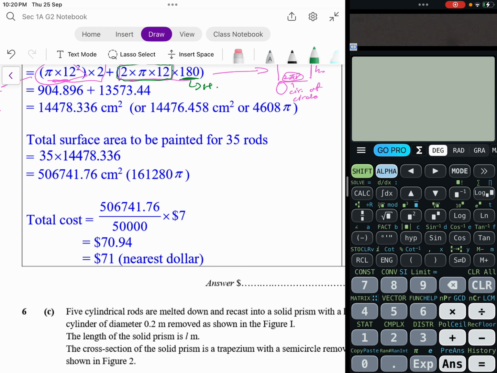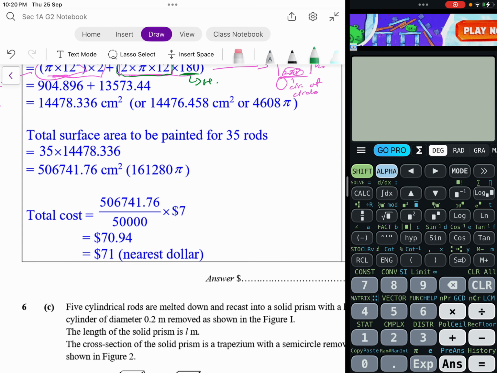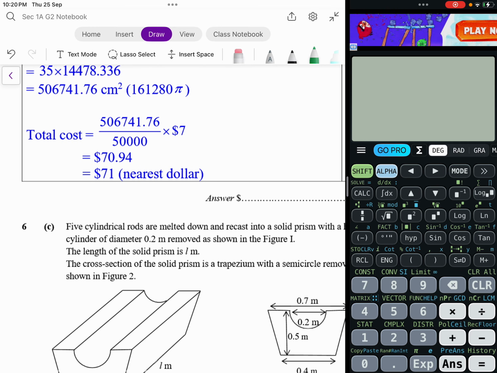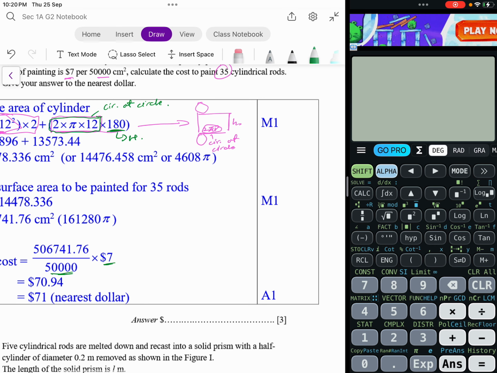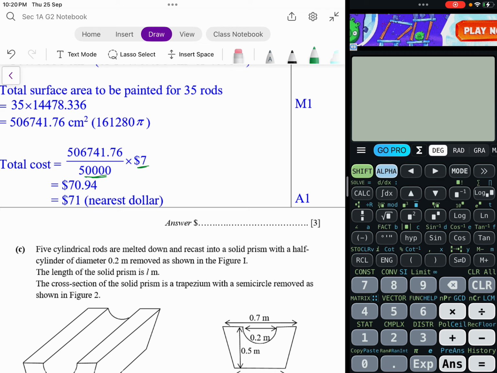Okay, so for total surface area, for 35 rods times 35, then divide by 50,000, then times 7. So you should get around $70.94, but they want it to the nearest dollar, so it's $71.